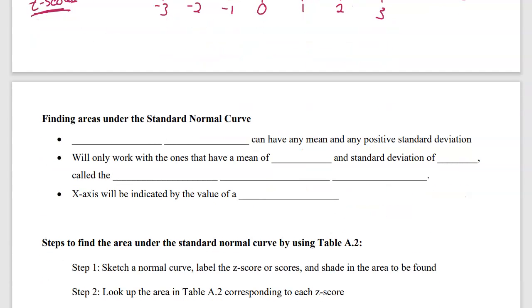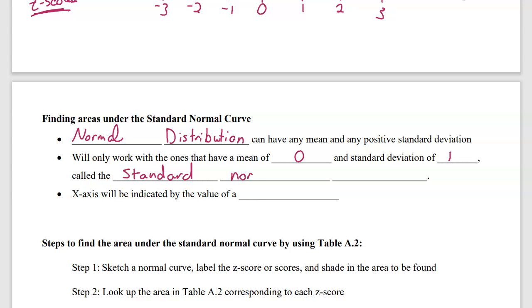And so let's look at the area under the standard normal curve. This is the normal distribution, and it can actually have any mean and any positive standard deviation, but we're going to change that to where we work with ones that have a mean of 0 and a standard deviation of 1, called the standard normal distribution.